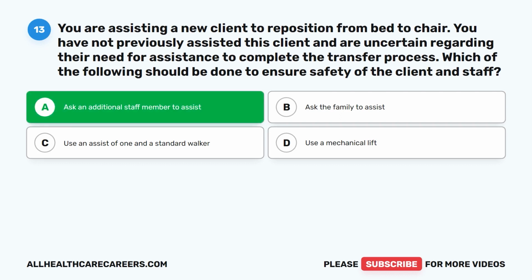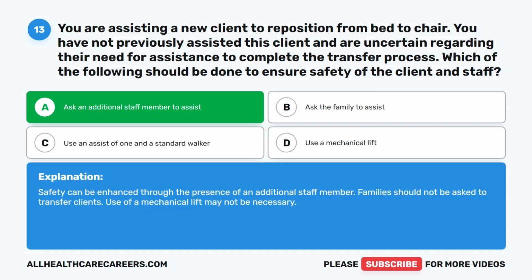Ask an additional staff member to assist. Safety can be enhanced through the presence of an additional staff member. Families should not be asked to transfer clients. Use of a mechanical lift may not be necessary.